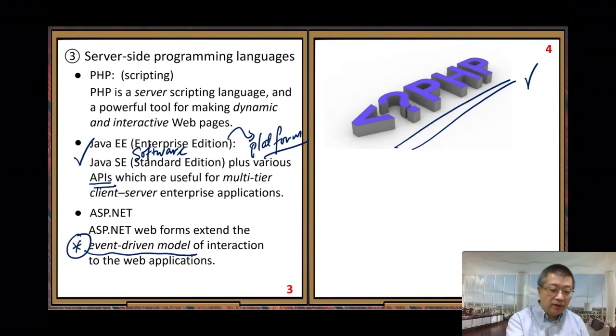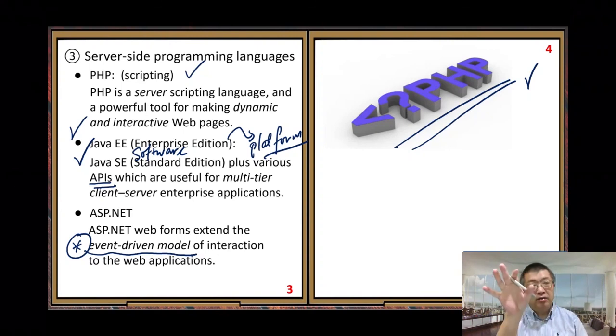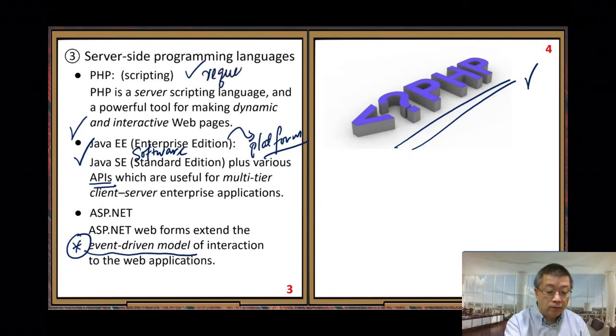But PHP and Java EE do not use the event-driven model, because when the designers created these two languages, they targeted the web community directly. So they use the request-response model. That's quite different from the event-driven model.